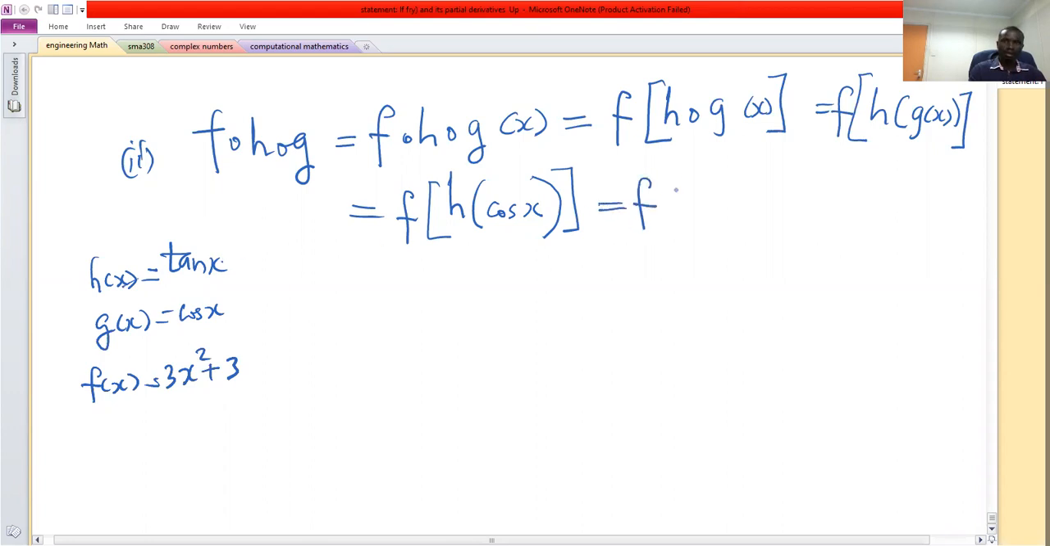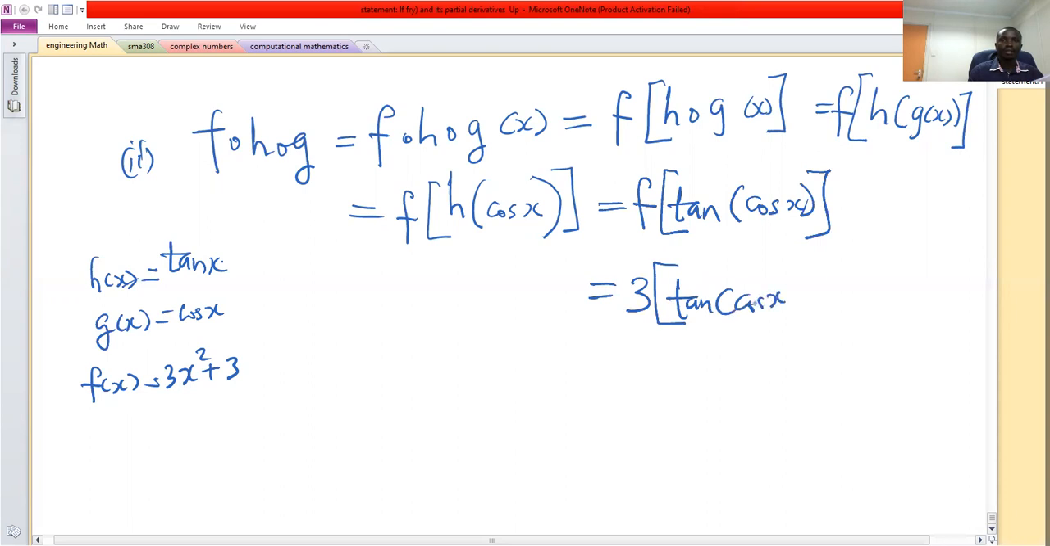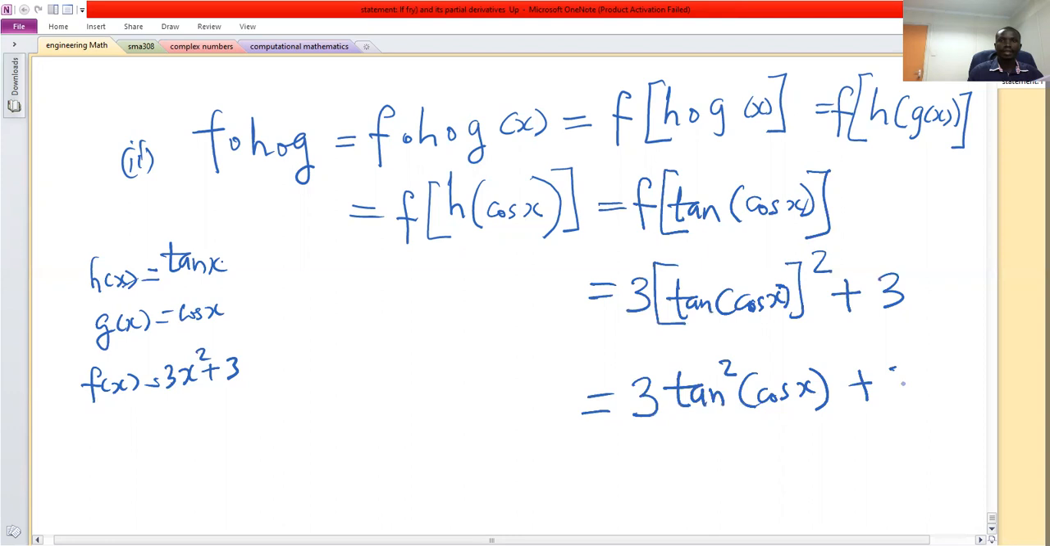So this will be f of tan of the input cos x. So the function f is given a new input called tan of cos x. And how does f operate? It takes 3 multiplied by the square of the input plus 3. So we'll have 3, the input is tan of cos of x, and then we square it, then add 3. So that can as well be written as 3 tan squared of cosine of x plus 3. So that will be the answer to the second part.